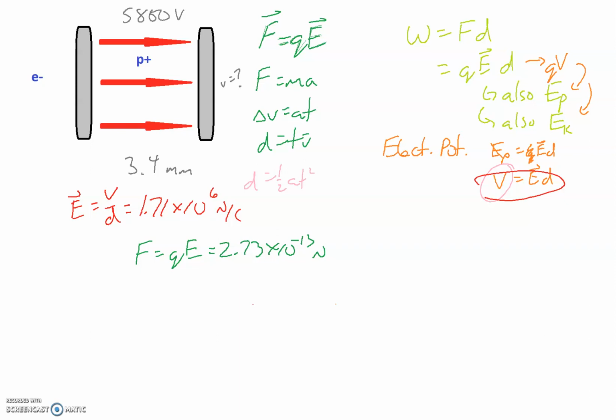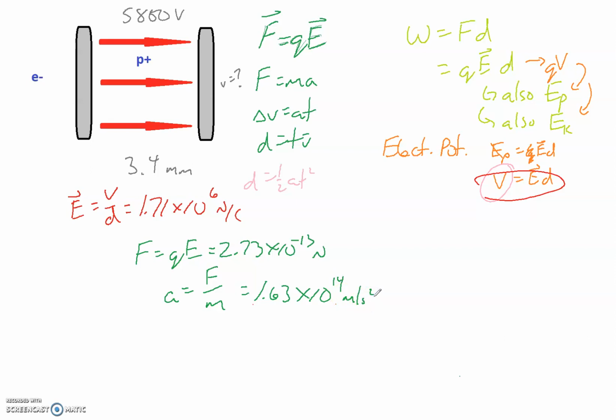Now what you guys would do last year a lot is you guys would find the acceleration. So we'll just take the force, we'll divide that by the mass of the proton. So we divide the two out, and we get an acceleration of around 1.63 times 10 to the 14 meters per second squared.